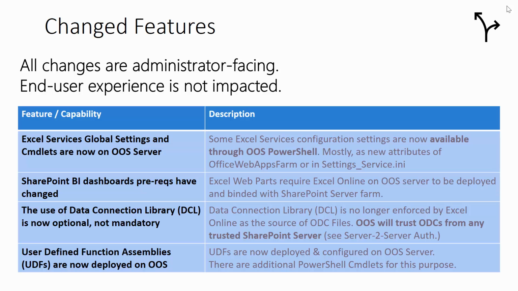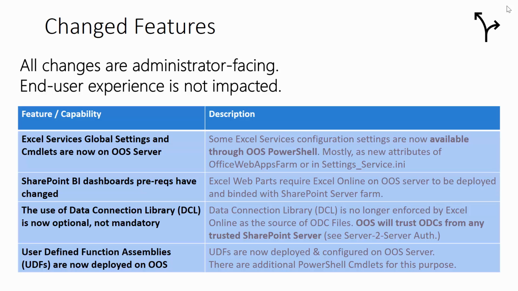Secondly, the use of data connection library is now optional and not mandatory. So similarly to what we've done with the trusted file location, Excel Online will no longer enforce the data connection library as the only location where ODC files are allowed to live. Excel Online will now be able to consume an ODC file from any SharePoint location. There is a new prerequisite to the ODC file, and we will review it in more detail on the next slide.